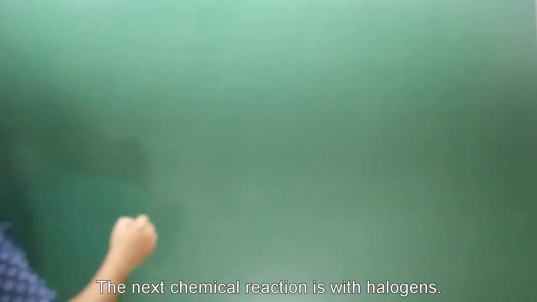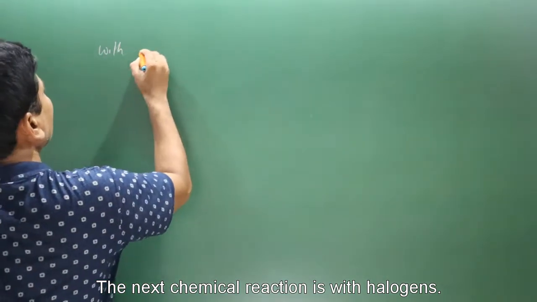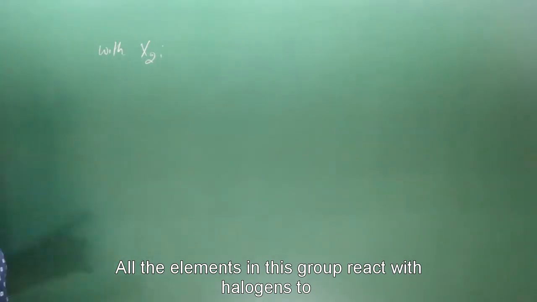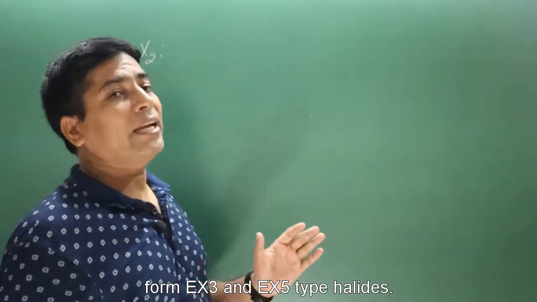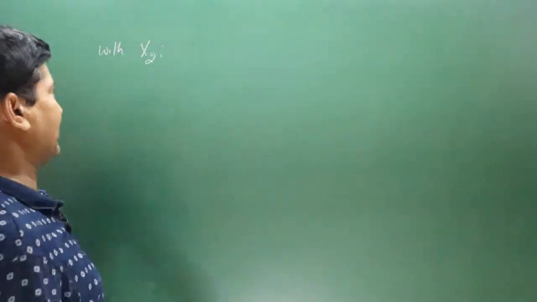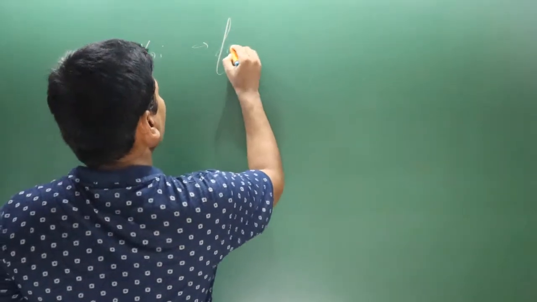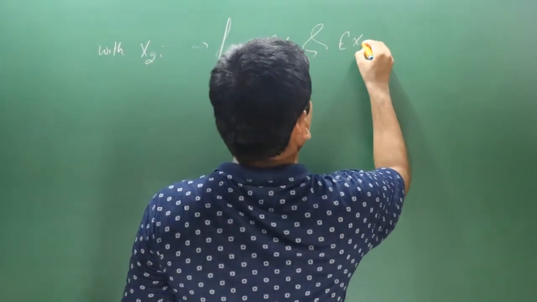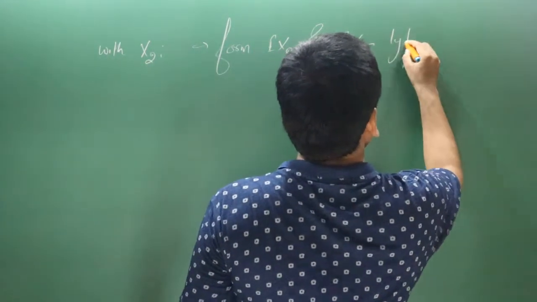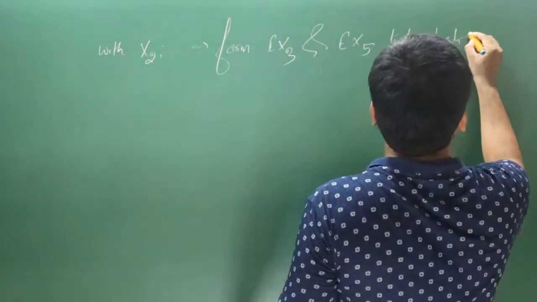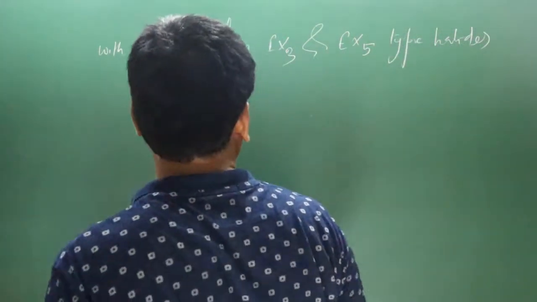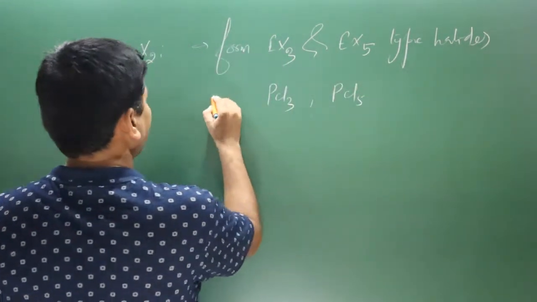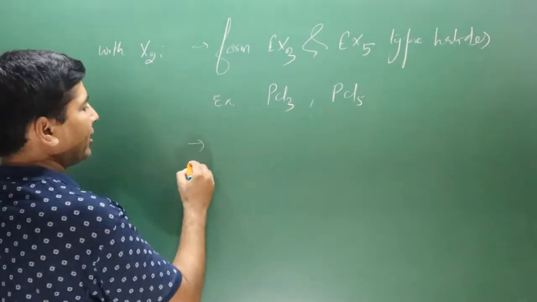The next chemical reaction is with halogen. All the elements in this group react with halogen to form EX3 and EX5 type halides, such as we have PCl3, PCl5. These are the examples.